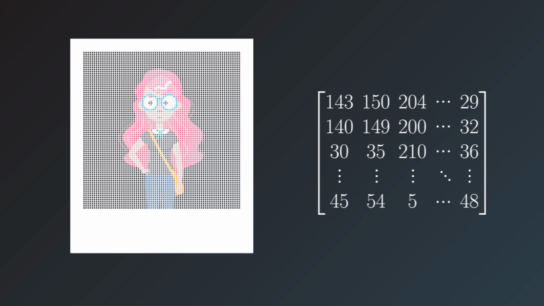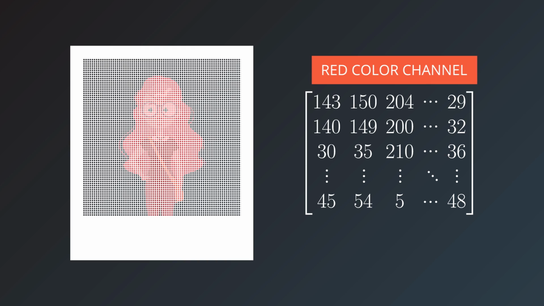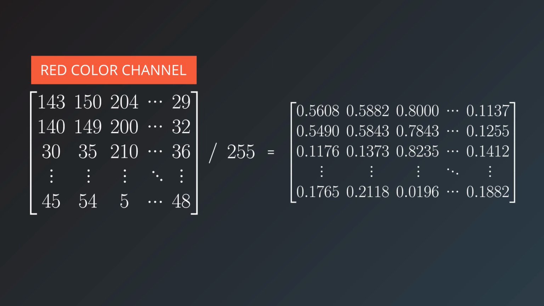Here's a real-world example. Let's say we have a matrix of values that represents the red color channel of an image. Assuming we're using RGB colors, each value will be a single byte ranging from 0 to 255. But let's say we want to normalize these values and convert them all to floating point values in the range from 0 to 1. Easy. We just divide the matrix element-wise by 255. By the way, don't worry if you don't know what normalizing means. You'll learn more about that later in the course.